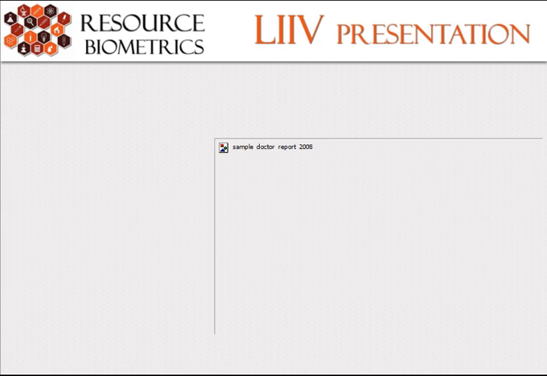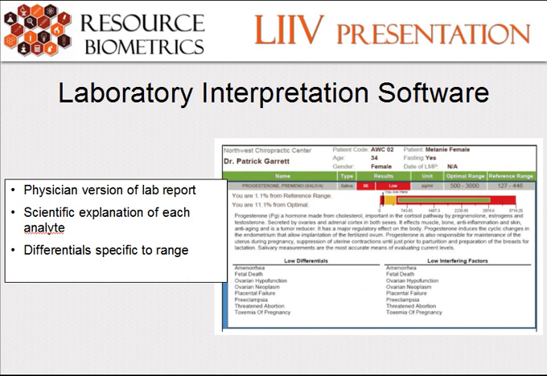And then of course the laboratory interpretation software for the physician, the reports are going to be a little bit different, and you can see that it follows the same format, but instead of that simple explanation, we have a more complex scientific explanation. Of course, all these can be changed if you guys want any of these changed. That's not a problem at all. But this one will specifically say, look, if this is out of range for low, it's red, and it'll only give you the differentials and the interfering factors for that range.